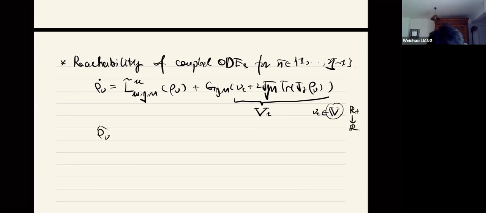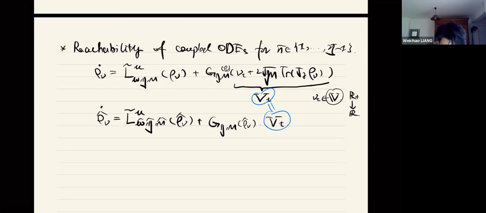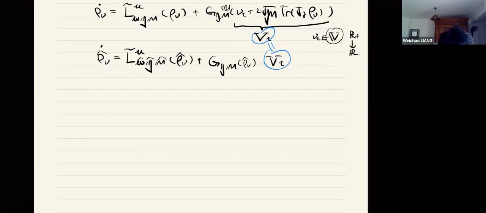And then we have the corresponding ordinary differential equation for the equation of the filter, rho hat v, the VT. The VT are the same. And I'll give the result.